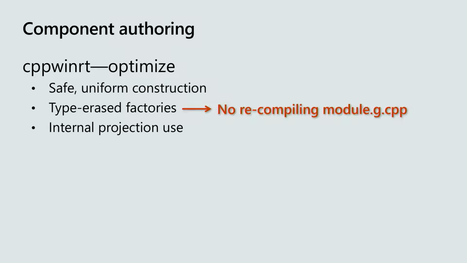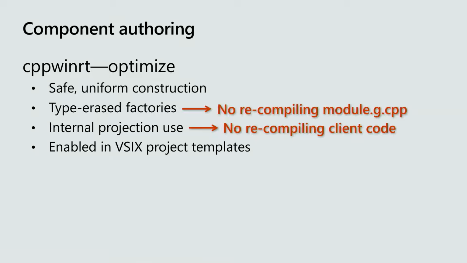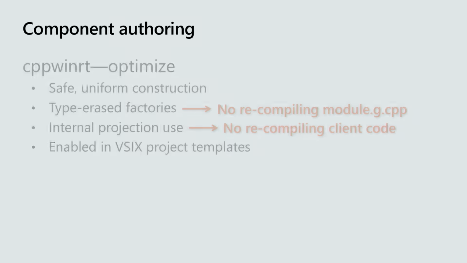Secondly, with the safe unified construction, we can use the internal projection ourselves. So if we've got an internal class and other code internal to the component is instantiating it, it can just use the projected headers. It doesn't need direct access to the internal implementation headers, which means we don't have to recompile client code if all we've done is change the implementation. So that too is speeding up that inner loop, trying to compile fewer things. And finally, this optimize flag is enabled for all the project templates that we discussed earlier.